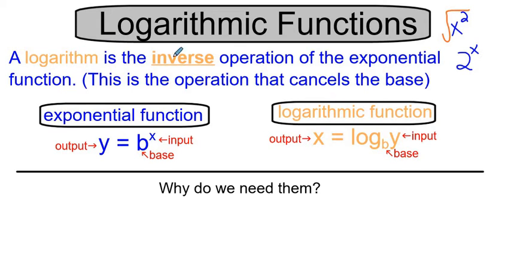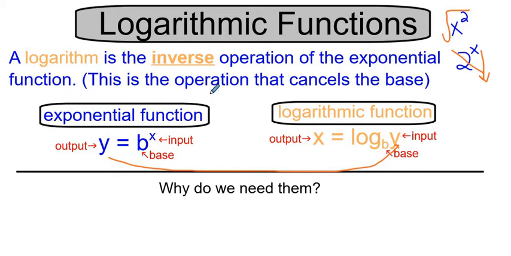So a logarithm is the inverse operation of an exponential. It is the operation that cancels out this base. So what the logarithm will do is it'll allow you to cancel this out and have this drop down. That'll come in a later section, but that's the idea here. So logarithms were basically created to do this: take the output of an exponential function and make that become the input.